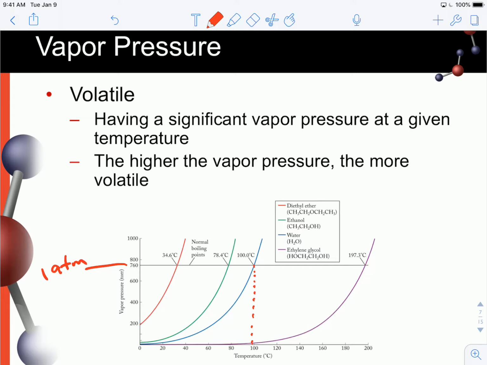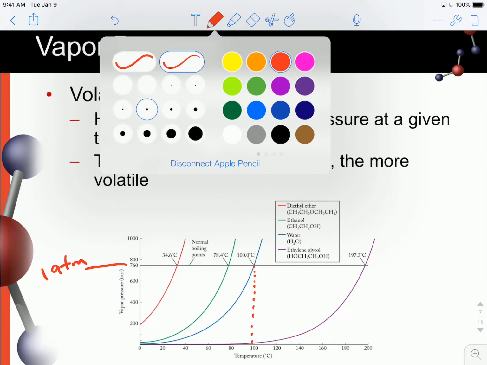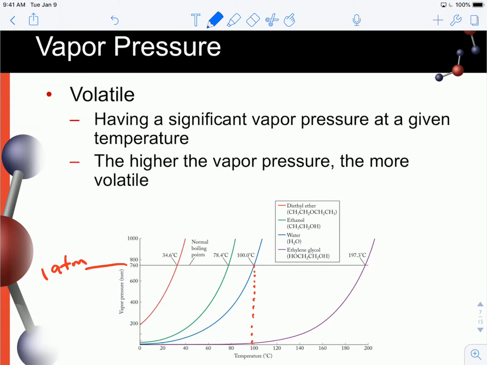And you can see for a substance down here, diethyl ether, it is a much more volatile substance. And it's only 34.6 degrees C, the temperature we have to reach where we can get that vapor pressure equal to the atmospheric pressure. So a substance that is more volatile has a lower boiling point.